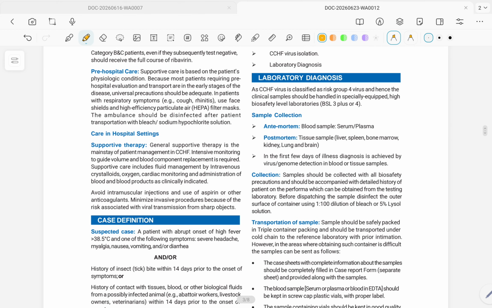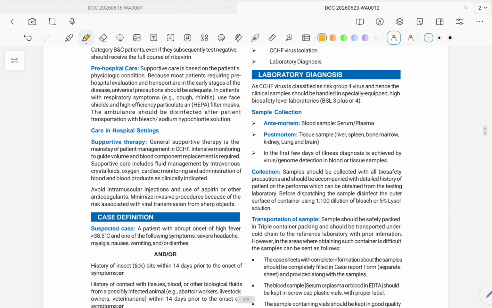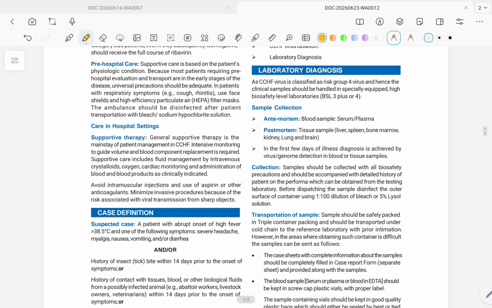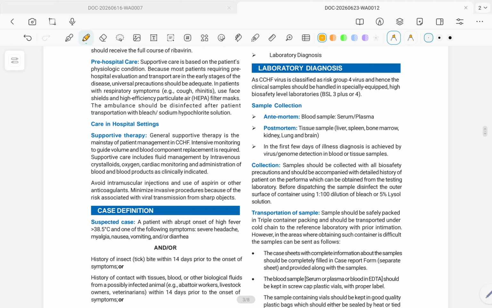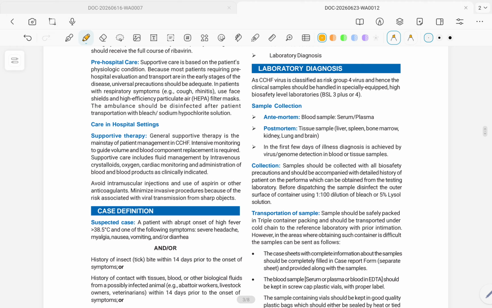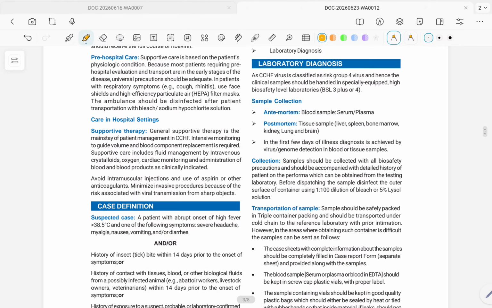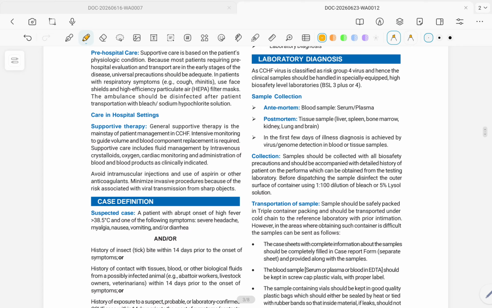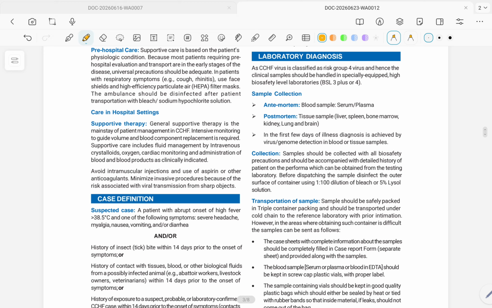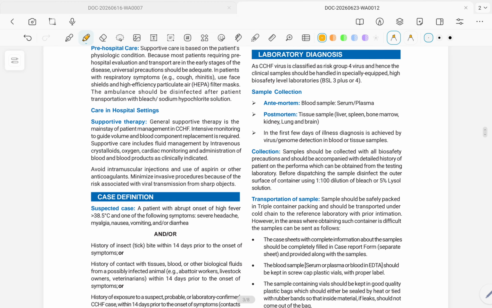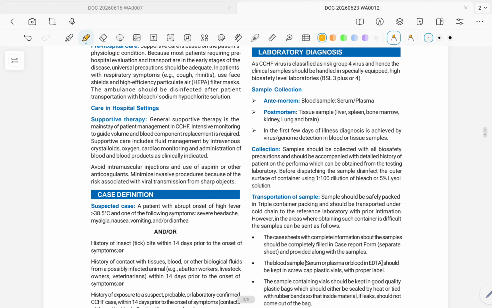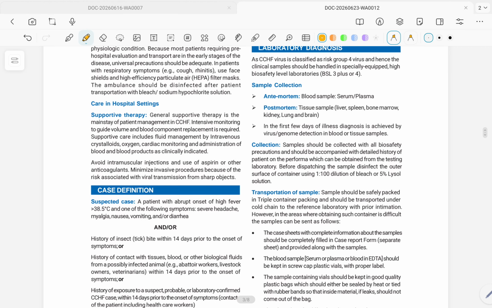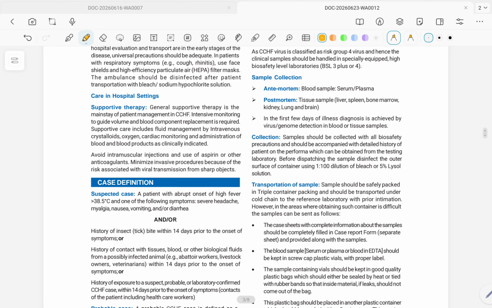Pre-hospital care. Supportive care is based on the patient's physiological condition because most patients requiring pre-hospital evaluation and transport are in the early stage of the disease. Universal precautions should be adequate in patients without respiratory symptoms. For patients with respiratory symptoms, for example cough, rhinitis, use facial and high efficiency particulate air HEPA filter masks. The ambulance should be disinfected after patient transportation with bleach or sodium hypochlorite solution.